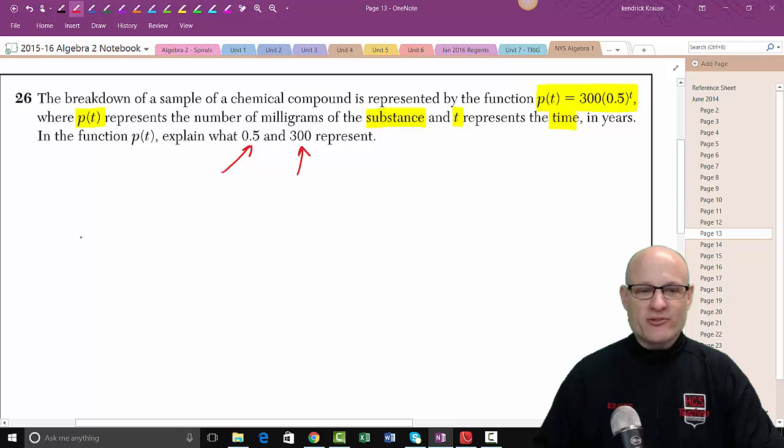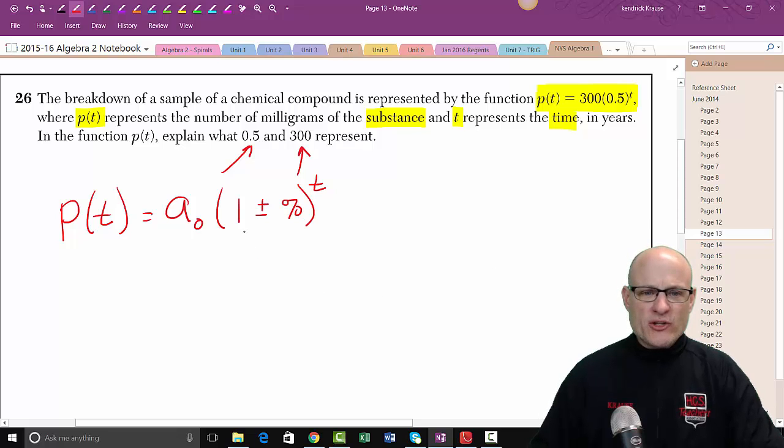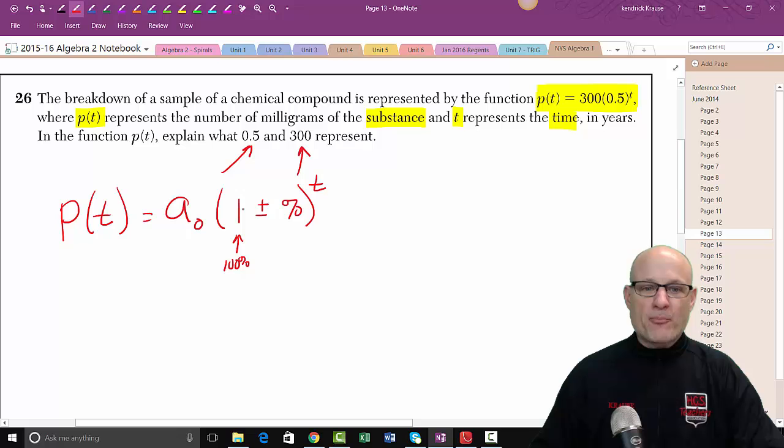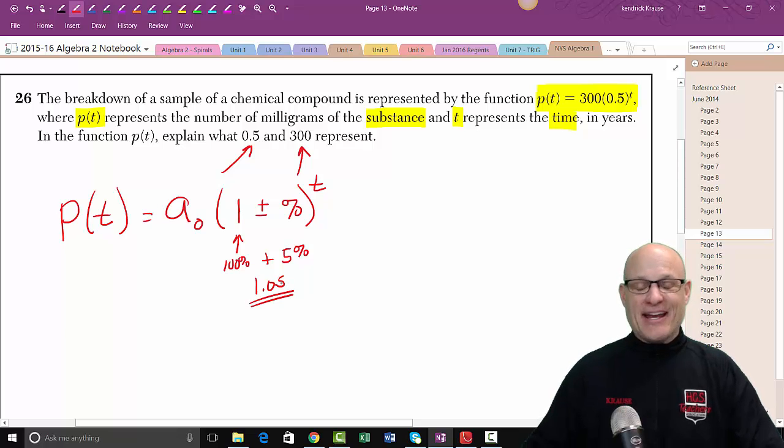Well, I hope your teachers taught this to you. P of t equals a sub 0, times 1, either plus or minus the percent, raised to the time. Now, notice it's 1 plus or minus. The 1 represents the 100% of the stuff I have. By the way, this is not necessary for this explanation. This is just me trying to help you understand stuff. The 1 represents the 100%. So if I add 5%, I would have 1.05. That would be a number bigger than 1. So if I'm adding, it's going up, which means we have exponential growth.